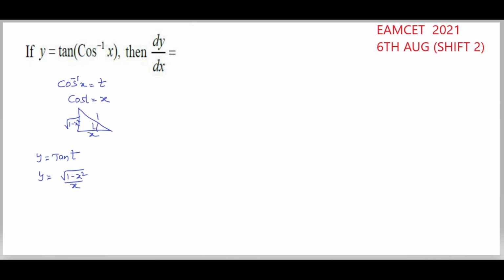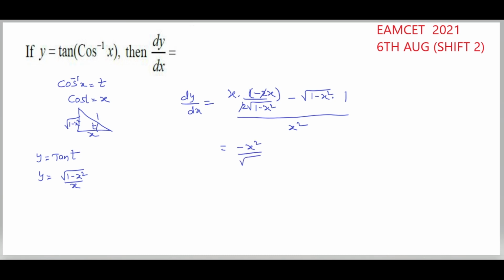This is t. So take differentiation, that is dy by dx is equal to, this is u by v method, that is x into derivative of root 1 minus x square, 1 by 2 root 1 minus x square into derivative of 1 minus x square, which is minus 2x, minus root over 1 minus x square into derivative of x, which is 1, by x square. Here 2 cancel, that is equal to minus x square by root 1 minus x square minus root 1 minus x square by x square.